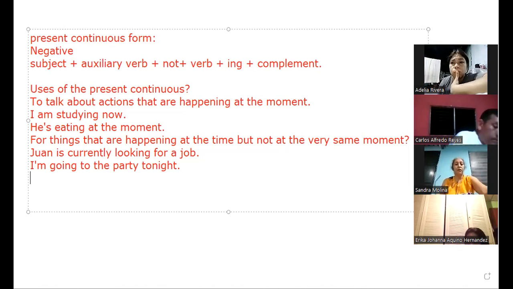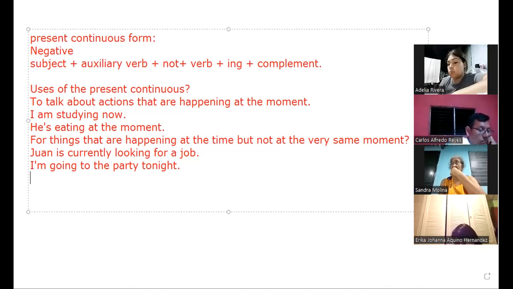Haga más ejemplos, teacher, porque eso que usted dice que agregamos el time maker, que es el complemento, ¿verdad? Si no me equivoco. No, eso es otra cosa. El complemento es otra cosa. El time maker, lo usamos solamente para presente simple. No, para todos se usa el complemento. Ah, para todos. Sí. Perdón. Y ese time maker solamente para present continuous.